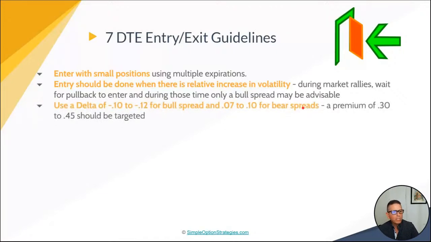All right, so I use a delta. Delta is one of the Greeks. Okay, theta is another one. So I use a delta of 10 to 12 for the bull spread, and 6 to 7 is what I use for bear spreads, right? The reason for that is because the distance from the market for a bull spread is much further than it is for a bear spread. And that's just the way it is.